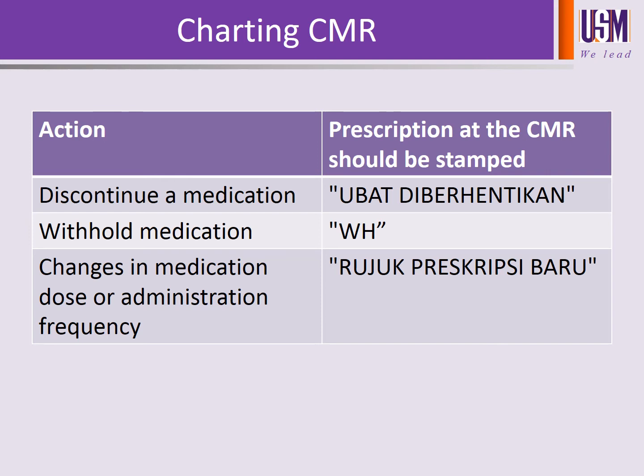There are other scenarios. For example, if the doctor wants to withhold a medication, let's assume that the patient is prescribed potassium chloride, and the potassium level is high, more than 5.0 millimole per liter, and they decided to withhold the medication. In this scenario, to withhold a medication, it also must be recorded as WH in the CMR. This will be recorded at the amount section.